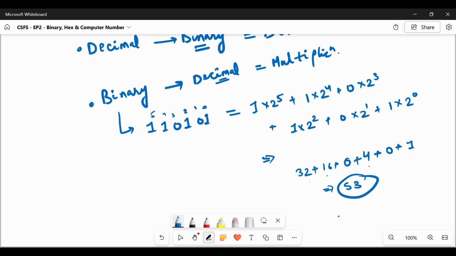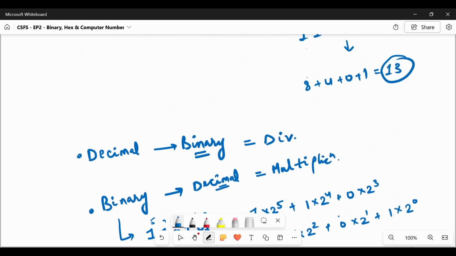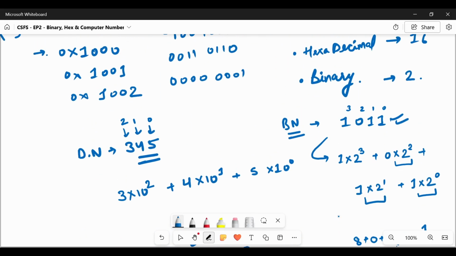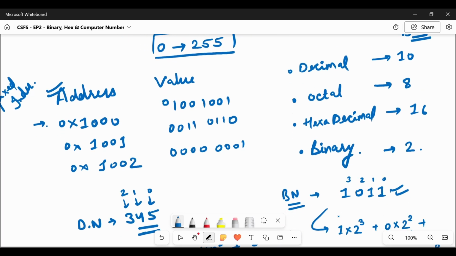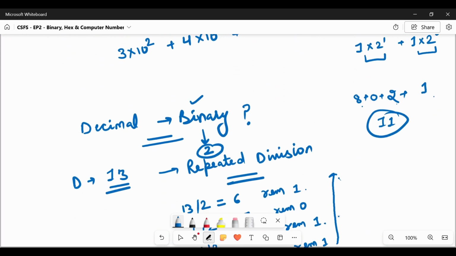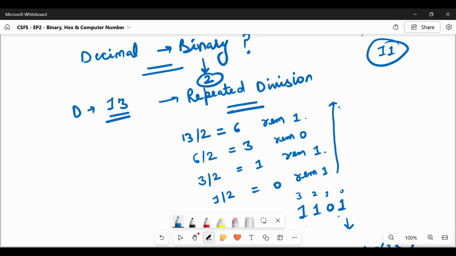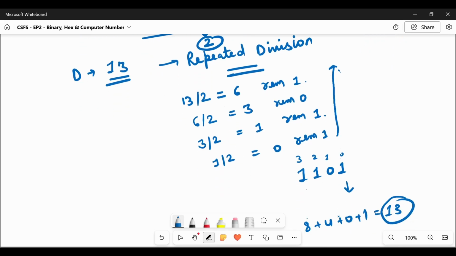Take any example and use this logic. You will get the binary to decimal conversion, and in a similar way you can do other conversions as well, like decimal to hexadecimal, decimal to binary. You are using multiplication and division methodologies. Just remember, higher base to lower base, divide. Lower base to higher base, multiply.